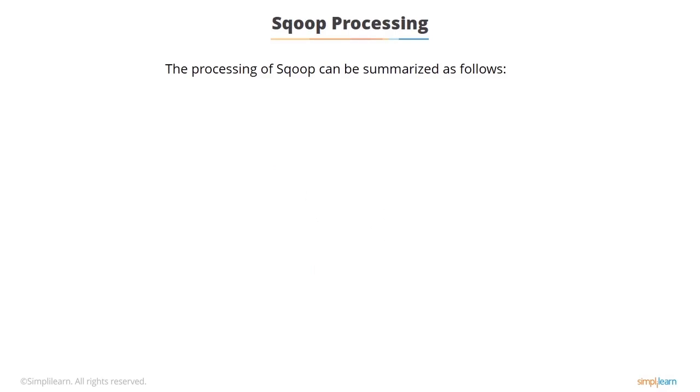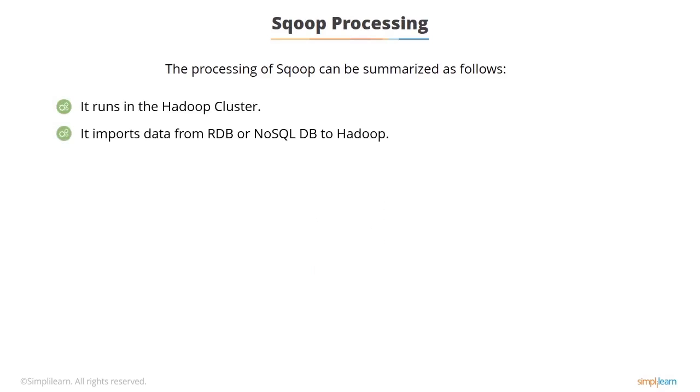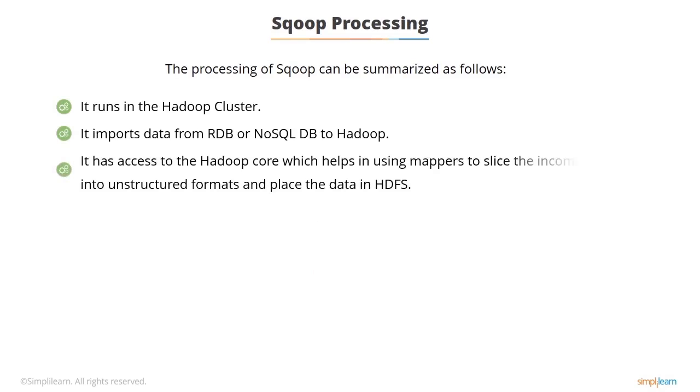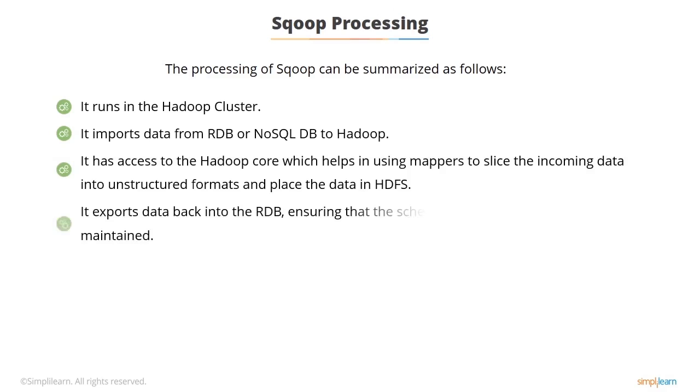Following is a summary of Sqoop processing. It runs in a Hadoop cluster. It imports data from the RDB or NoSQL DB to Hadoop. It has access to the Hadoop core, which helps in using mappers to slice the incoming data into unstructured formats and place the data in HDFS. It exports data back into RDB, ensuring that the schema of the data in the database is maintained.